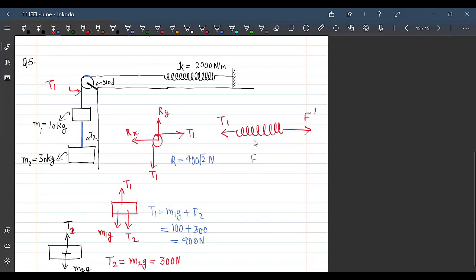And the spring force, balancing from here, T1 is equal to F dash, the spring force will be equal to K times X. The extension will come, spring force will be equal to T1. T1 is 400 divided by 2000. So in SI units, this will be 1 by 5 meter, that will be 20 centimeter. So the extension will be 20 centimeter. Like that, you can solve.